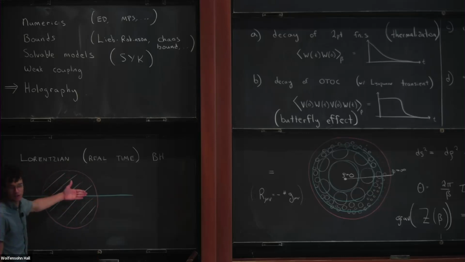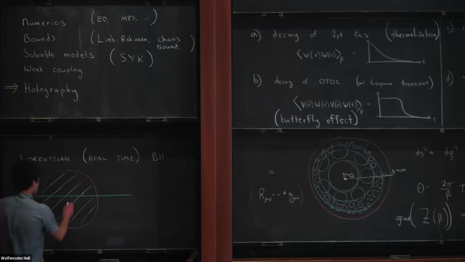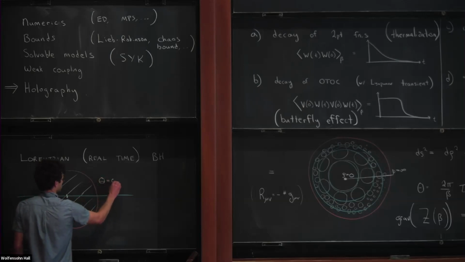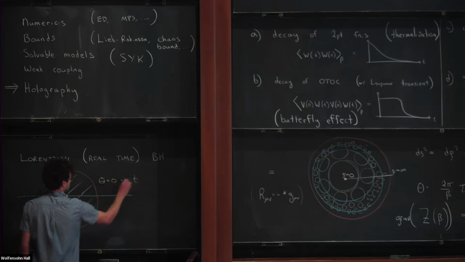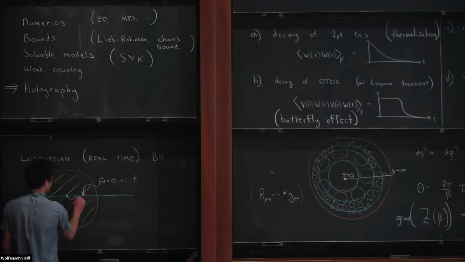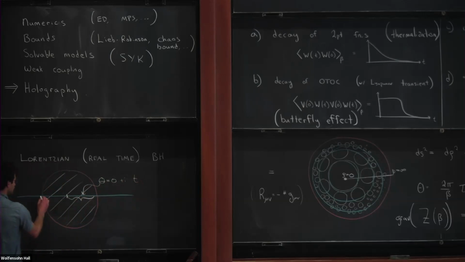analytically continue in the angle. So we take theta to i times t. We start from this geometry, and we move in theta in an imaginary direction. There are kind of two components of this slice here. There's one where theta is equal to 0 plus it. That's this part between the origin and the right boundary. And then there's another component where theta is equal to pi plus i times t. And that's this component here between the origin and the left boundary.